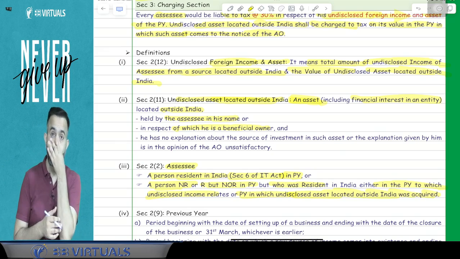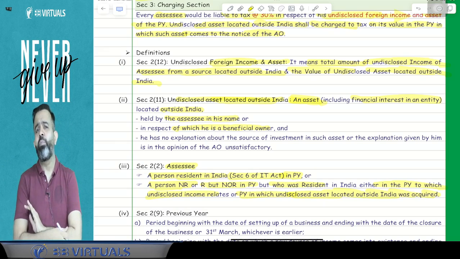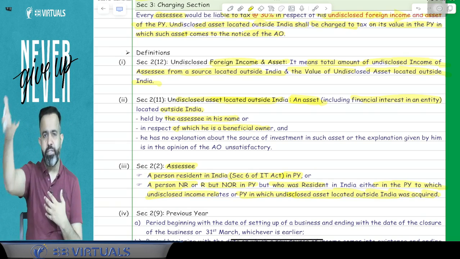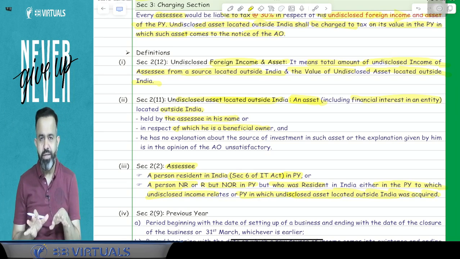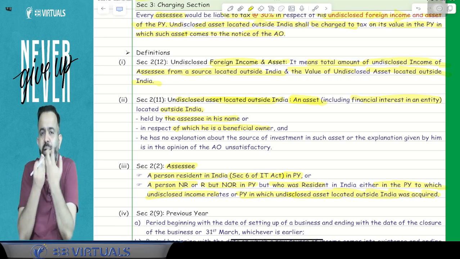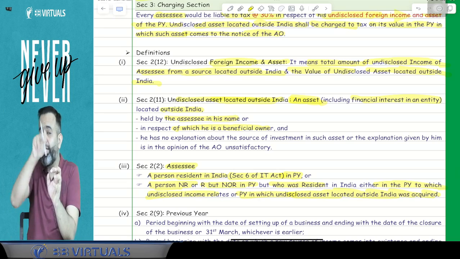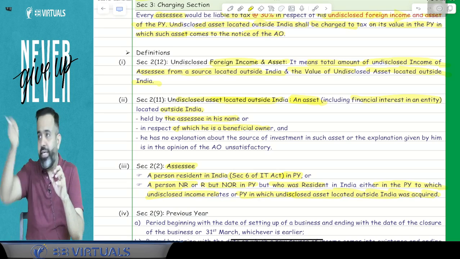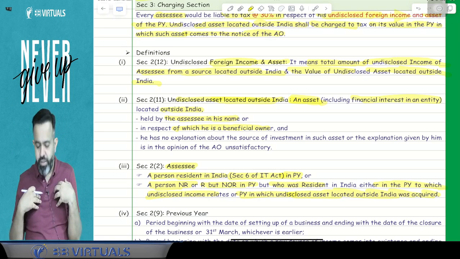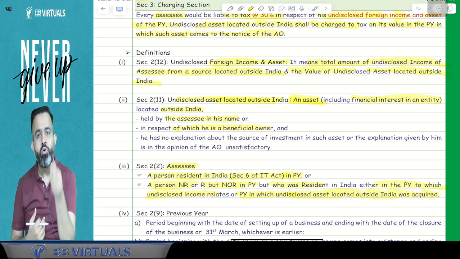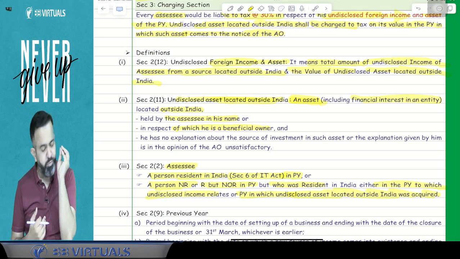For example, suppose I have purchased a property in Dubai in the name of one sheikh, but I am the beneficial owner, meaning the money is given by me, but that property is in the name of the sheikh in Dubai. So guys, he is the beneficiary, I am the beneficial owner. A beneficial owner means a person who gives the money.